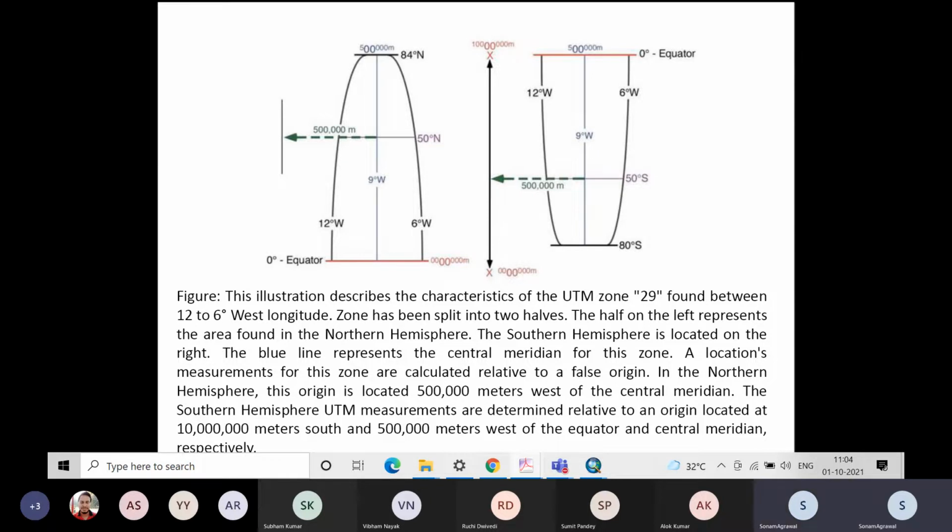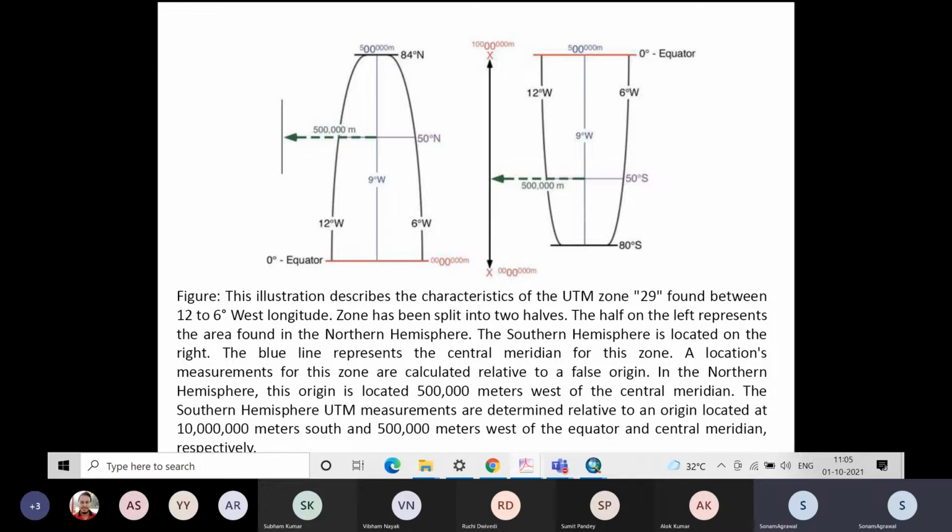So everyone must have remembered area preserving, shape preserving, distance preserving, direction preserving, then cylindrical projection, conic projection, planar or azimuthal projection. After that, it was on the basis of aspect, which was normal, transverse, and oblique. After that, it was on the basis of position of light source. It was gnomonic, stereographic, and orthographic. So these were the different types of projections that we have studied previously.